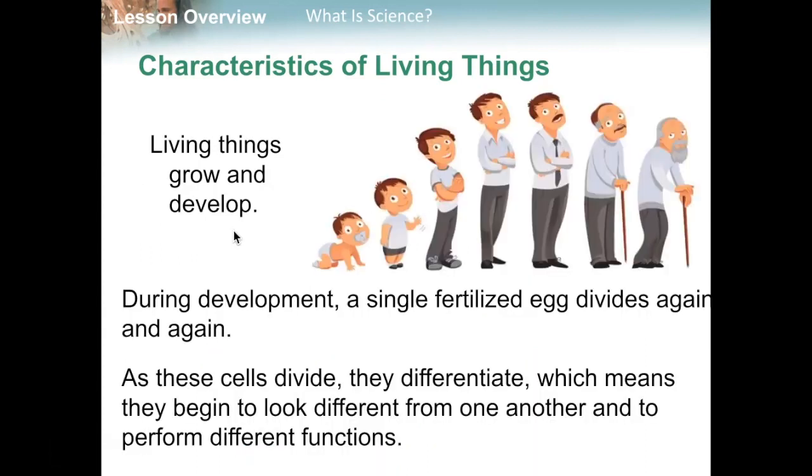They grow and they develop, and then they grow old and die. During development, a single fertilized egg divides again and again. As these cells divide, they differentiate, which means they begin to look different from one another and to perform different functions.